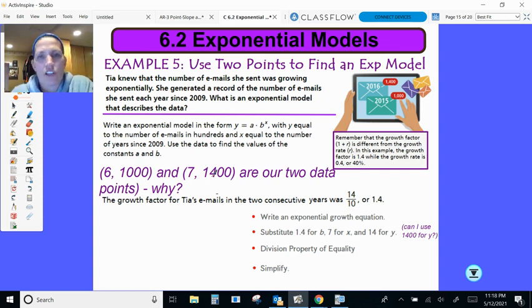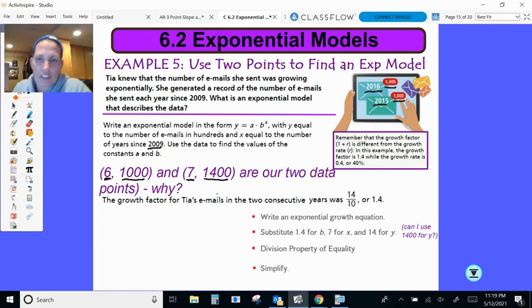So first of all, let's get our data. In 2015, we have 1,000 emails. That's 6 years after 2009, because you calculate them since 2009, okay? Our second data point is in 2016, she had 1,400 emails. So that's going to be 7, which is 7 years after 2009. So those are our 2 data points, okay?